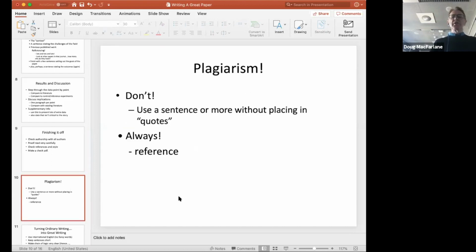Let's go on to an issue that is always around, but is becoming more and more to the fore because it's becoming more and more easy to pick up. Many of the journals now are doing so, and the outcome is not good. So, plagiarism. What you must never do is use a sentence or more without placing it in quotes. Even a full sentence should be placed in quotes if it's an exact replica of what you've got from the literature and referenced.